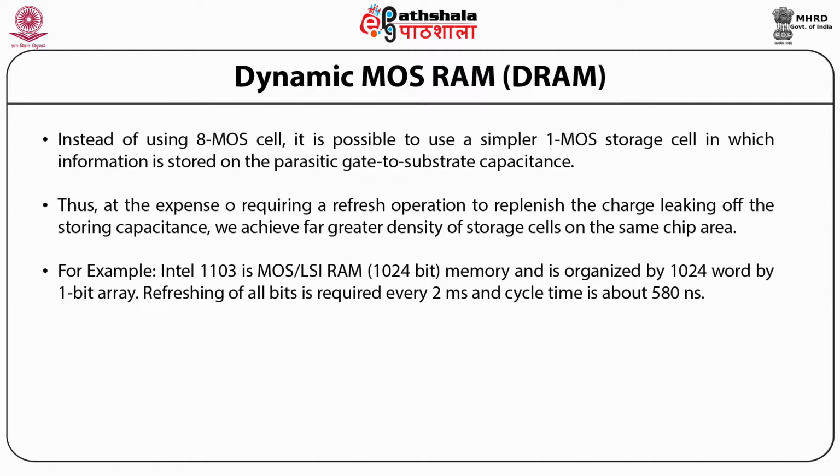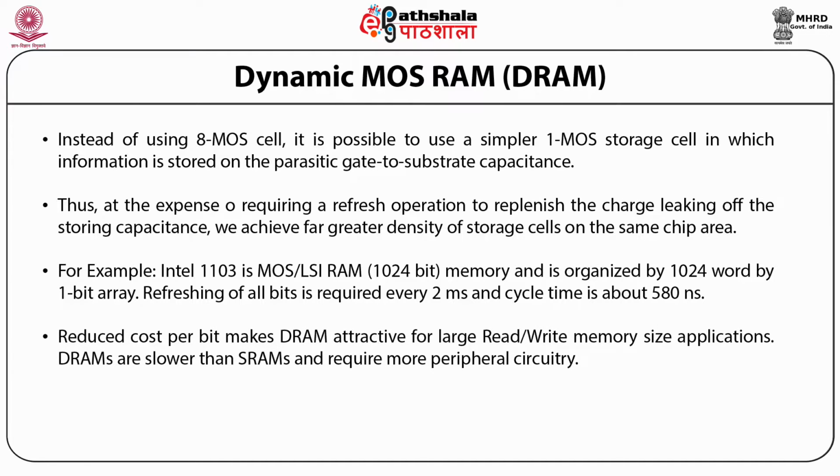For example, Intel 1103 is a MOS LSI RAM, a 1024-bit memory organized as a 1024 word by 1-bit array. Refreshing of all bits is required every 2 milliseconds and the cycle time is about 580 nanoseconds. Reduced cost per bit makes DRAM attractive for large read-write memory size applications. DRAMs are slower than SRAMs and require more peripheral circuitry.